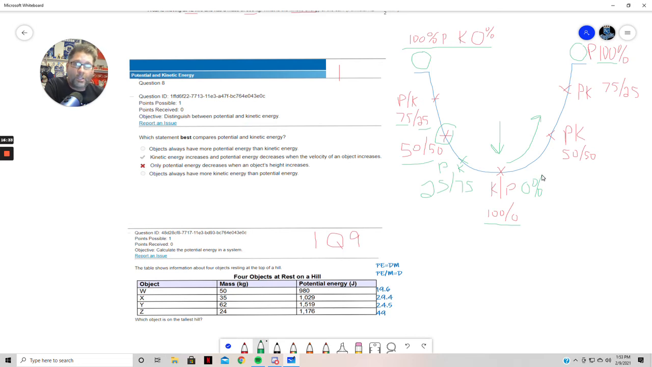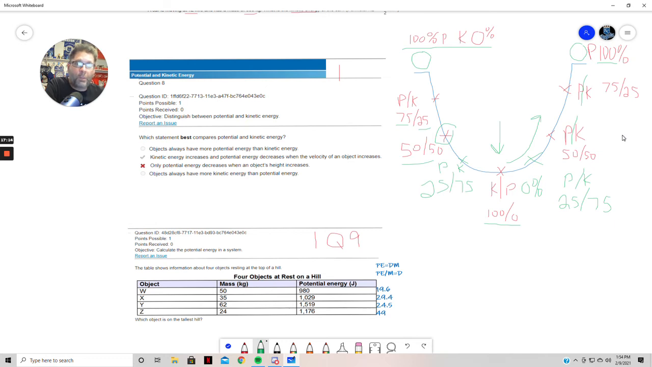So I could have put another one here, just didn't want to be cramped, but we can put potential to kinetic, okay, and now it's 25 to 75. And as it goes up, it gets to the halfway point, it's 50-50, and at three-quarters of the way up, it's now potential 75, kinetic 25. And I should have put lines in there to make it easier to see the ratio. So that's the idea of converting or changing from potential energy to kinetic energy.